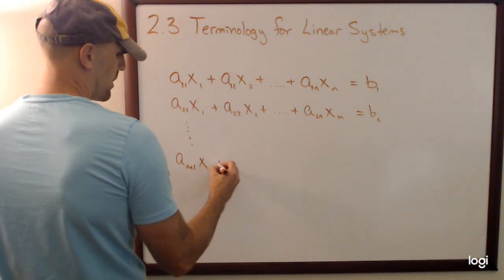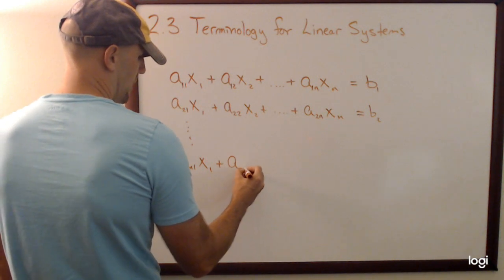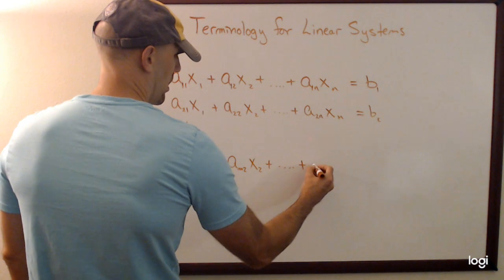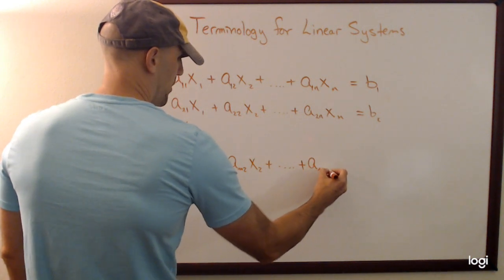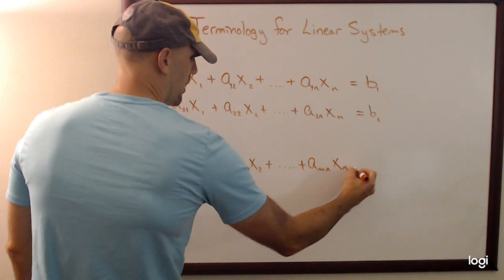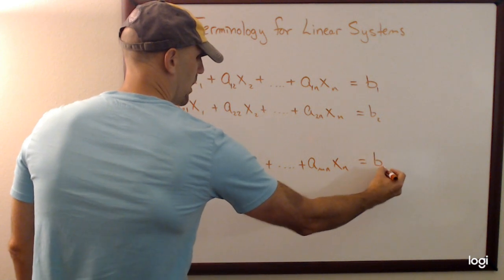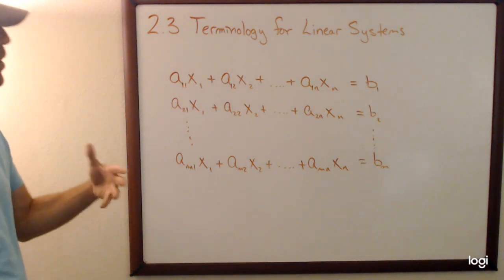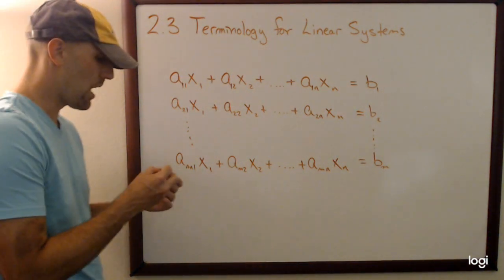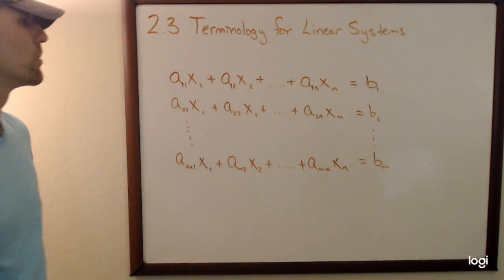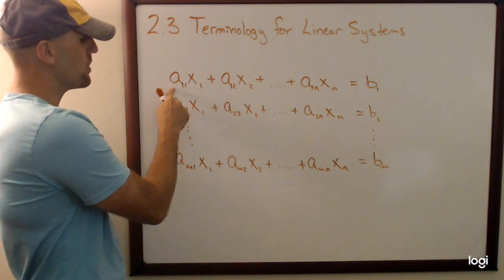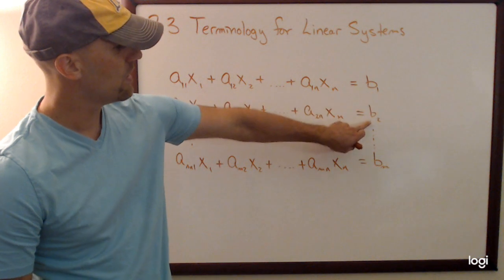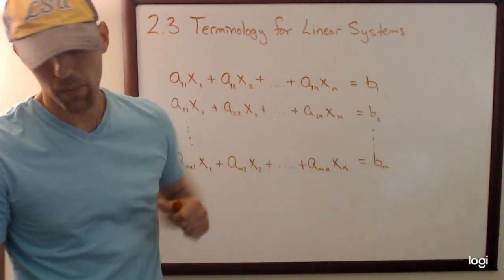All right. Here we have A sub M2. And I have Mn. B sub M. Okay. And now I've got a whole bunch of these. We're familiar with notation, right? These are coefficients. These are variables. These are called the constants of my linear equations because they have no variable attached to them.